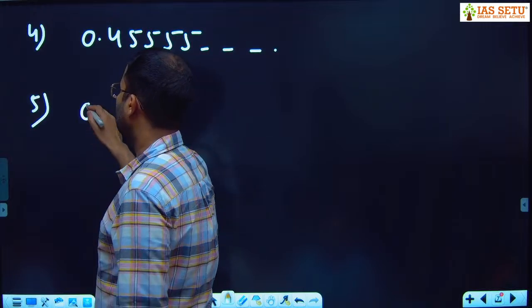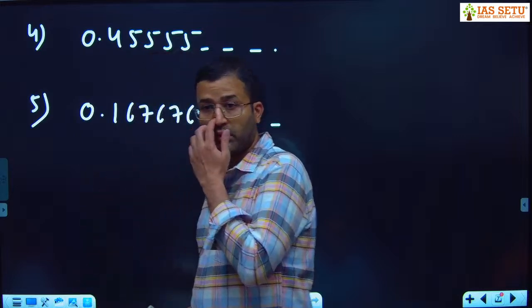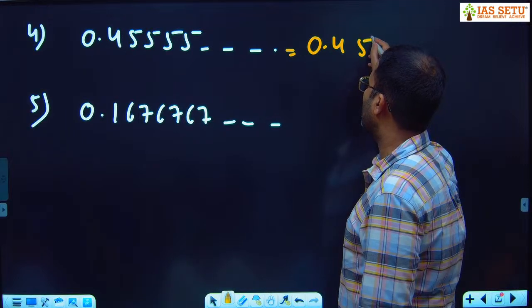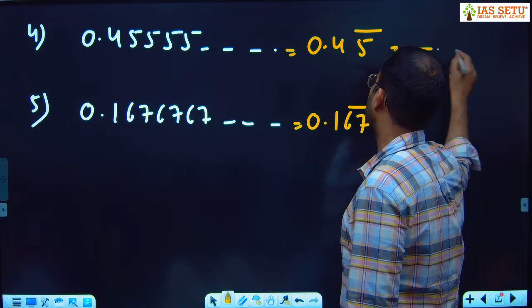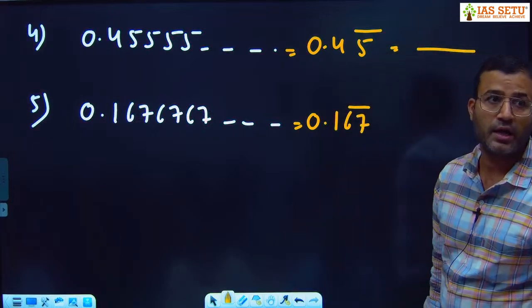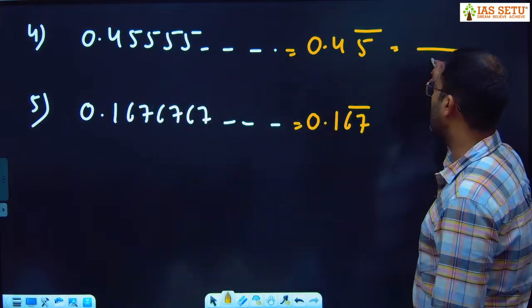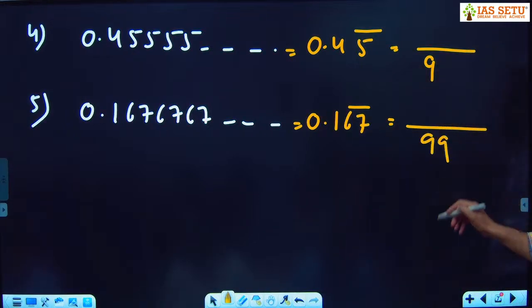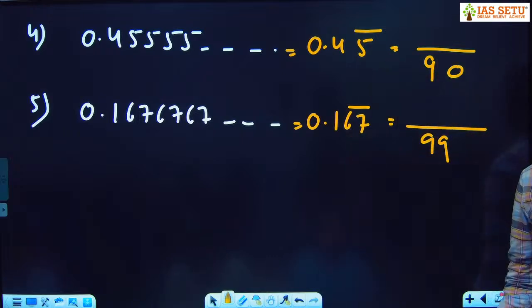0.455555, 0.1676767. Now here 0.4 bar on 5, 0.1 bar on 6, 7. First we handle the denominator. As many 9s as many digits under the bar. So there is one digit on the bar, one 9. There are two digits on the bar, double 9. There is one digit between the decimal and the recurring part, so one 0.